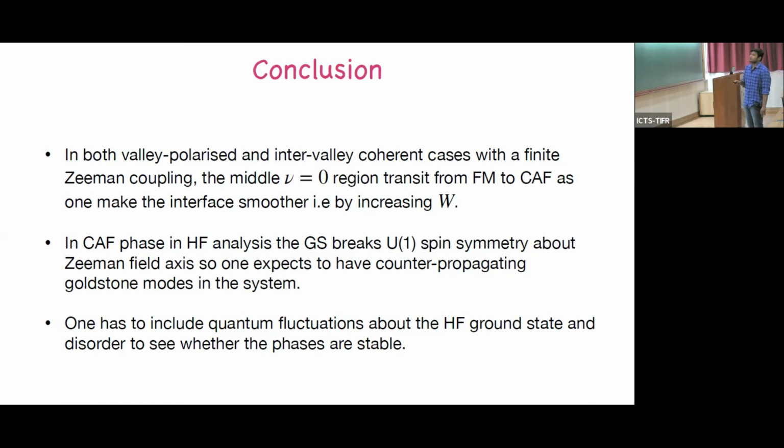So what we found is that in the middle nu equal to 0 region, you can get some more interesting phase transitions in the system by introducing this interface. Also the CAF phase breaks this U(1) symmetry, so you get some counter-propagating Goldstone modes, which can explain some magnon transport experiments in the system. So with this, I want to thank you all.